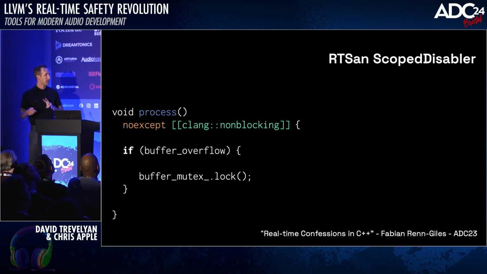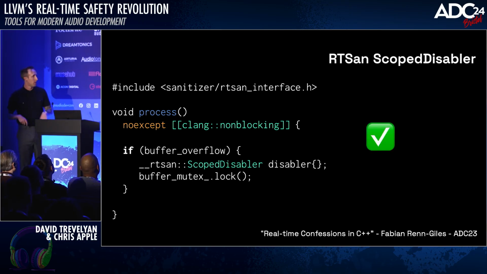RTSan has 2 different ways to disable things. If you're familiar with Fabian's talk from last year, sinning on the real-time thread, sometimes you want to take a mutex if your real-time guarantee is out the window. How could you do this? RealtimeSanitizer ships with this interface, so you include this interface header, and you can define this scope disabler object, which simply disables RTSan when it's constructed and re-enables it afterwards. And when you compile, this will run with no issues. When you take this mutex, all reporting will be suppressed. Further, when you compile without the fsanitize real-time flag, this will compile to a no-op. You are welcome to leave these in your code. It will not affect any of your production code.